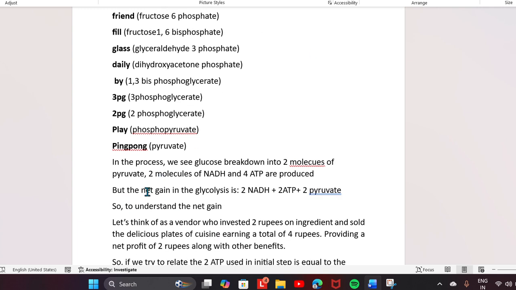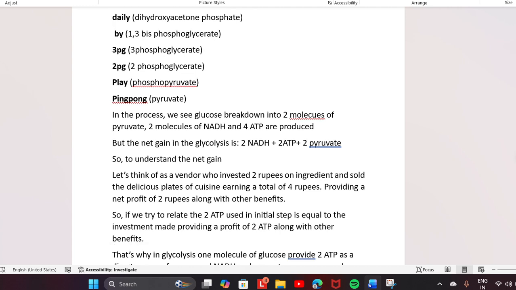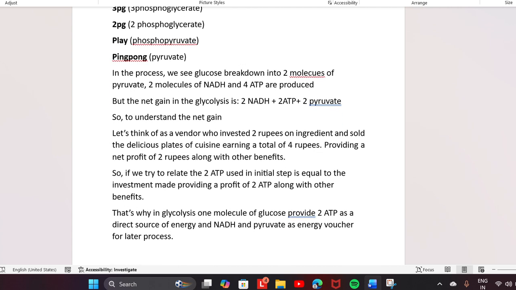So, in the process, we see glucose breaks down into two molecules of pyruvate, and two molecules of NADH and four ATP are produced. But there is a twist. The net gain is 2 ATP. Why is it so, and not 4 ATP? Think of it as a vegetable vendor. You are a vegetable vendor who invested 2 rupees on ingredients and sold delicious cuisines at a total price of 4 rupees. You invested 2 rupees, so the net profit is 2 rupees.